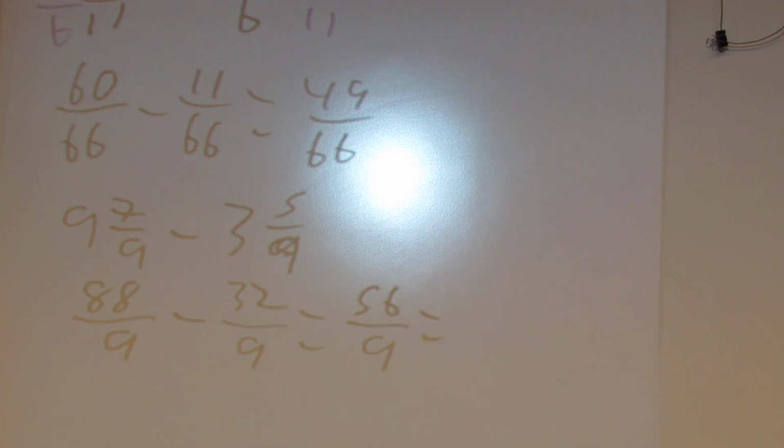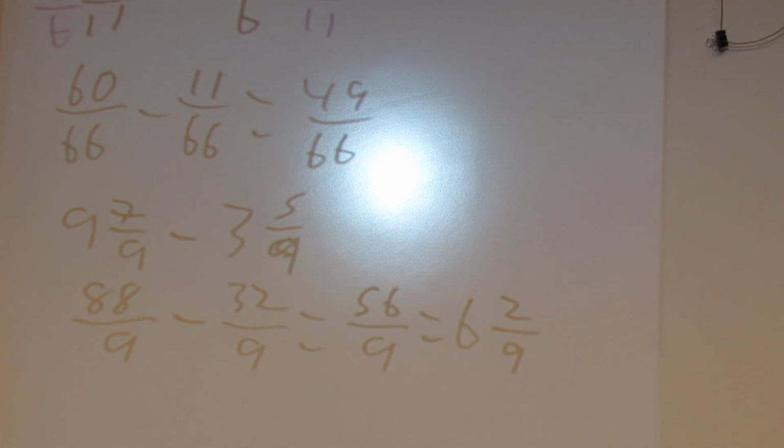Now I need to go back to a mixed numeral. 9 will go into 56 6 times. 9 times 6 is 54, so there's a 2 remainder. And so 6 and 2 over 9.